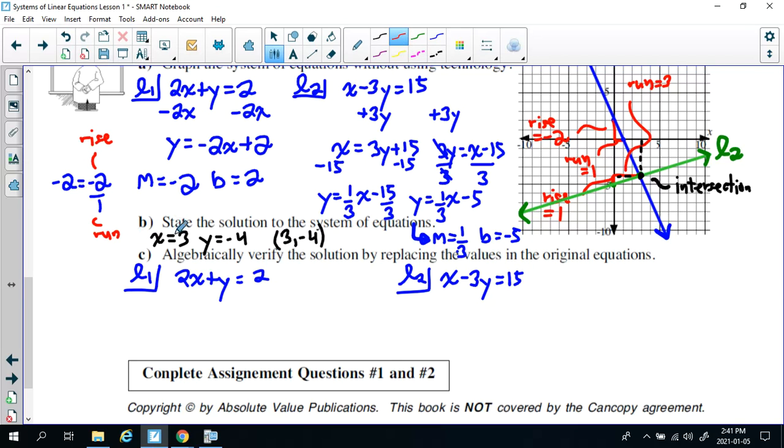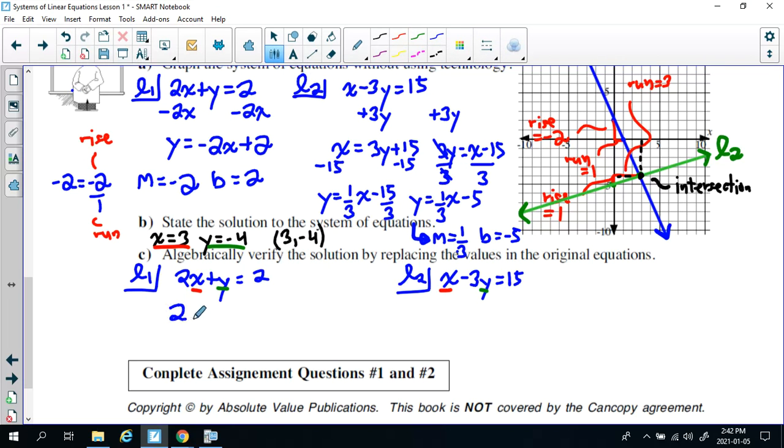Okay, so what I'm going to do is verify this by taking the value of x of 3, plug it in for x, take the value of y equals -4, plug it in for y, and then see if both sides of the equation are equal to each other. If they are, then I've verified that this is the correct solution. So the solution would satisfy the equation. Okay, so let's prove this is actually true.